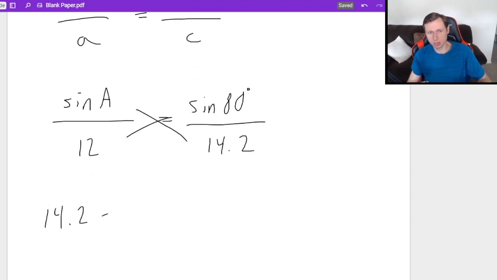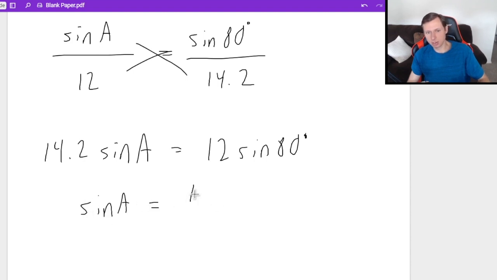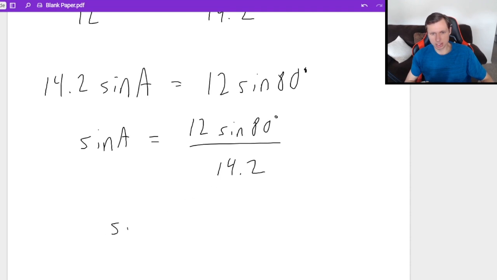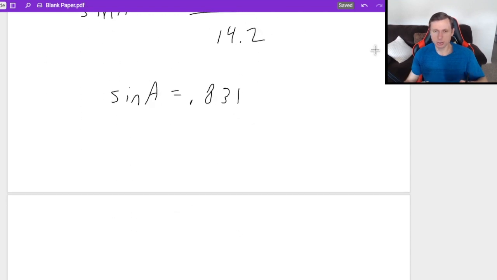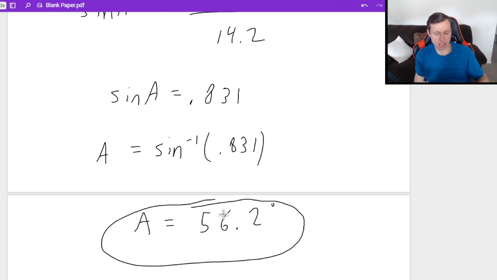Then if you want to solve for A, you cross multiply. We get 14.2 sine A equals 12 times sine 80 degrees. That means dividing both sides by 14.2, we're going to get this. I plug the right side in my calculator, and I will get the sine of A is equal to 0.831. And then the last thing we do is we take the arc sine of both sides, or inverse sine, to find the actual angle. And I got a final answer of angle A is 56.2 degrees. And there we go. That's it for the law of cosines.